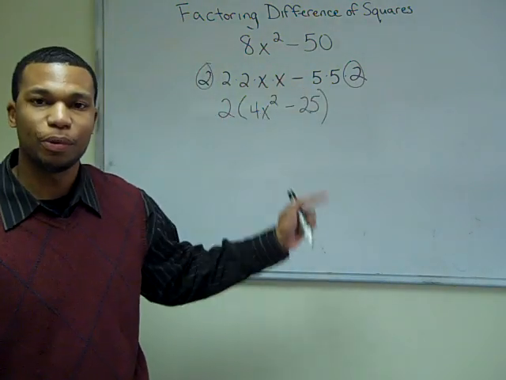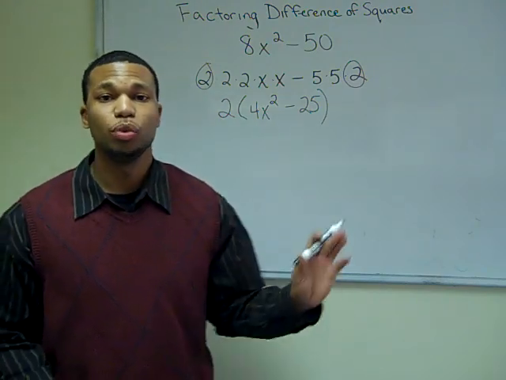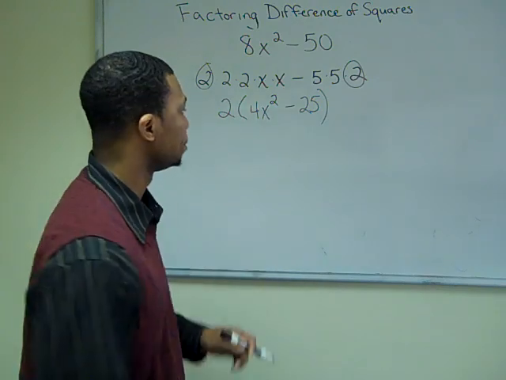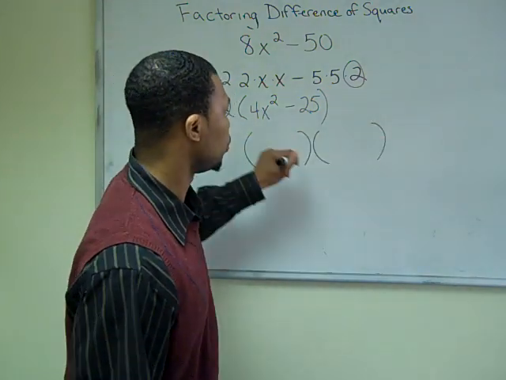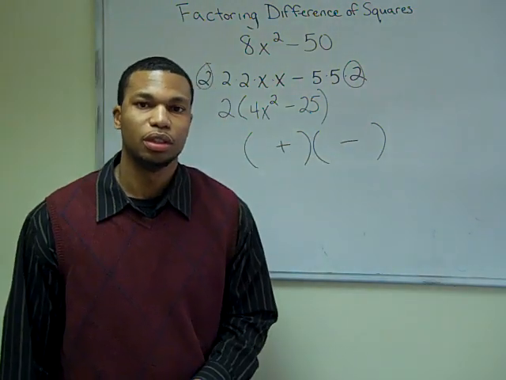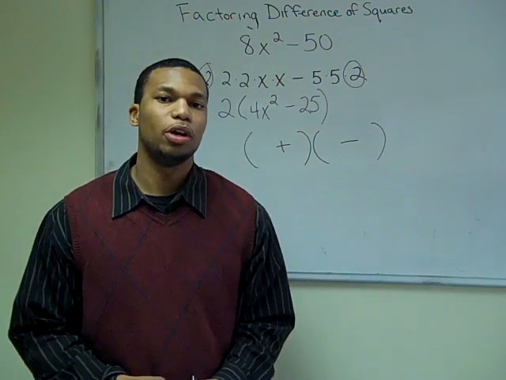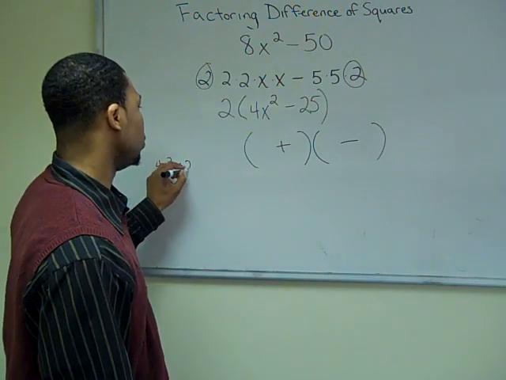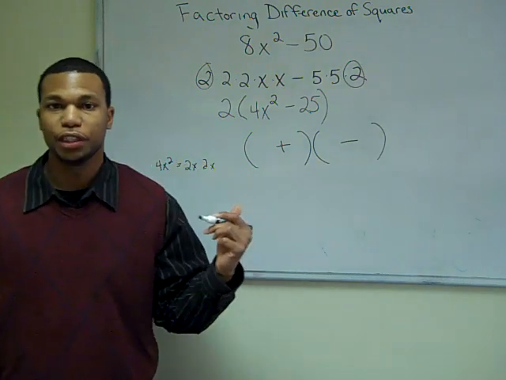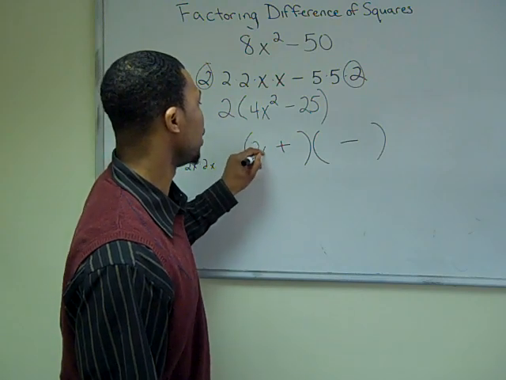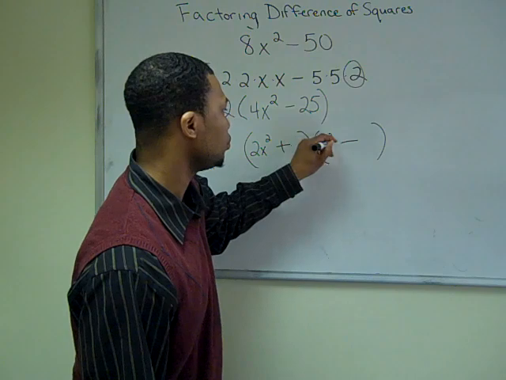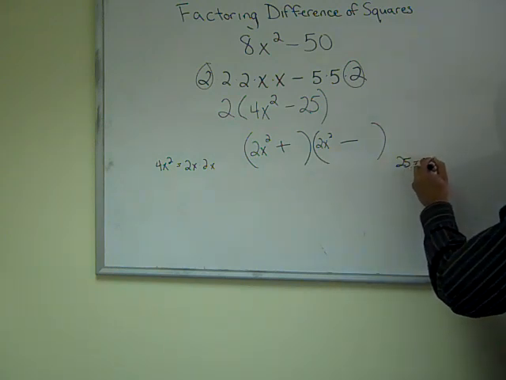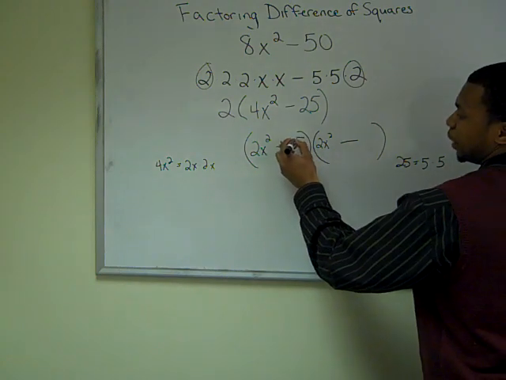So now at this point, what's inside of our parentheses is a difference of squares because 4 and 25 are both perfect squares. So let's break down what's in the parentheses first. We're going to write our parentheses, put our plus and minus. So we have to figure out what two numbers we can multiply to get us 4x squared. We know that 2x times 2x gives us 4x squared. So that's going to be our first terms, 2x and 2x. And then our second term, we have to figure out what times what gives us 25, which we know is 5 times 5. So our second terms will be 5 and 5.